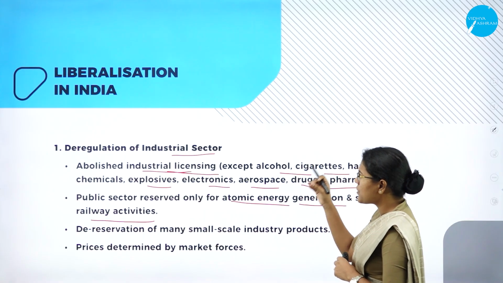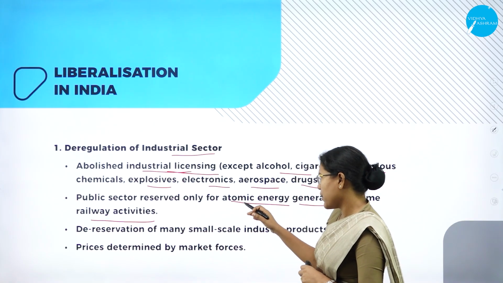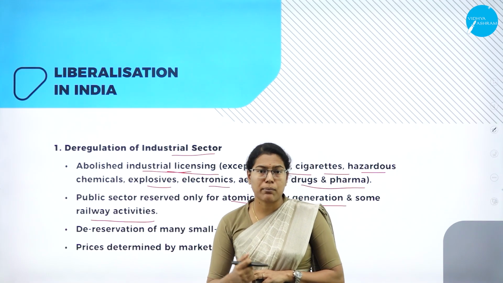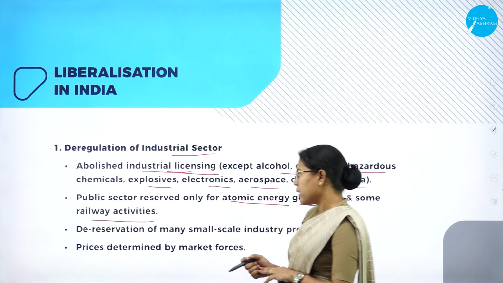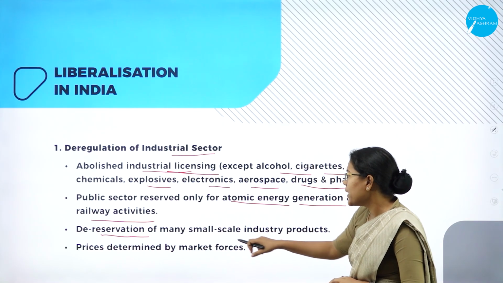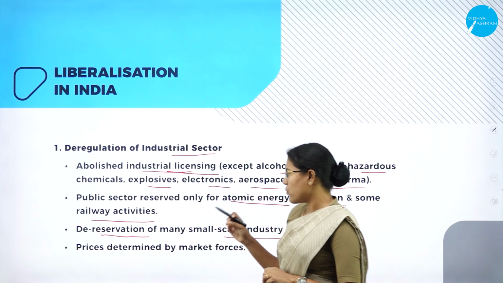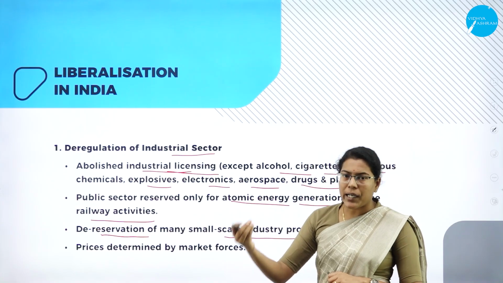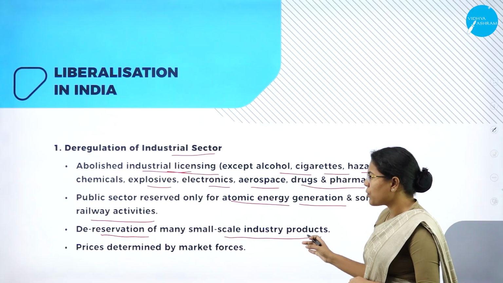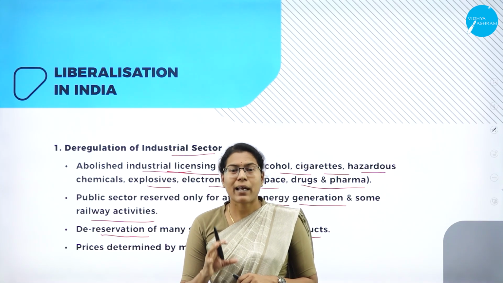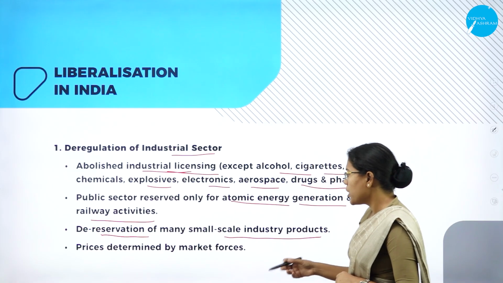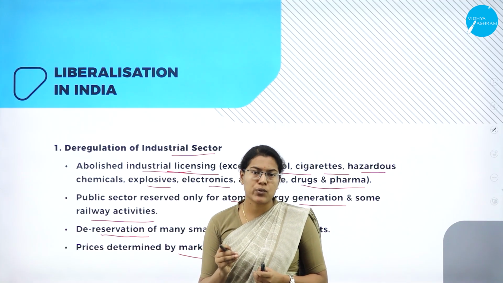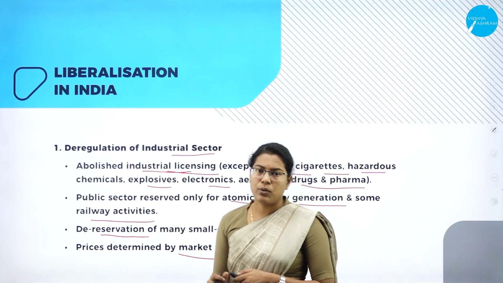So here, after this liberalization policy was taken, the public sector was reserved for only a few of the Schedule A companies, especially atomic energy, defense activities, railway sectors, and even postals. Then it also did de-reservation of many small-scale industry products. So it didn't reserve the small-scale industry products under the control of the government. Rather, it gave the authority to produce some of the small-scale industry products even to the private sector. And regarding price determination, the government has given that control to the market forces. So here the prices of commodities, products and services varied as per the market forces like demand and supply rather than being controlled by the government.